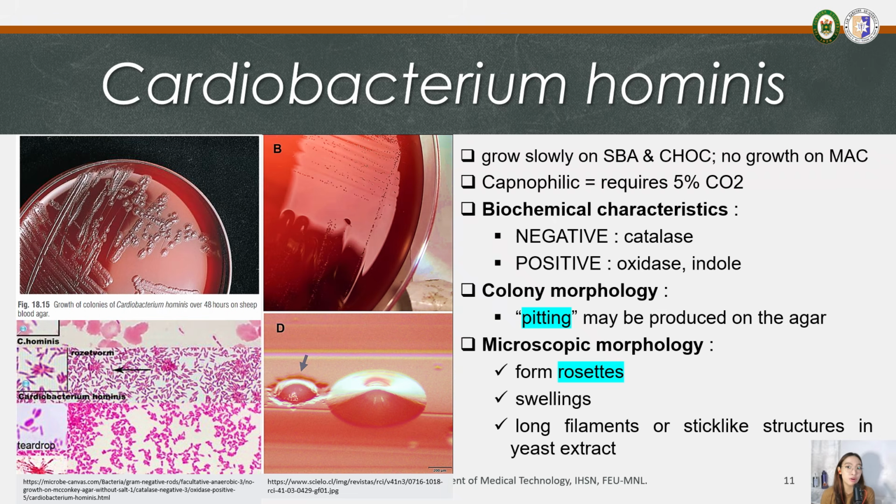Microscopically, they could form rosettes or these flower-like arrangements of bacterial cells. They could also produce swellings that look like teardrops, and sometimes they could also produce long stick-like filaments. Okay, so pasok talaga siya dun sa description ng pagiging pleomorphic because their appearances may vary.